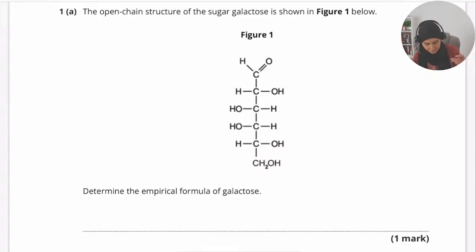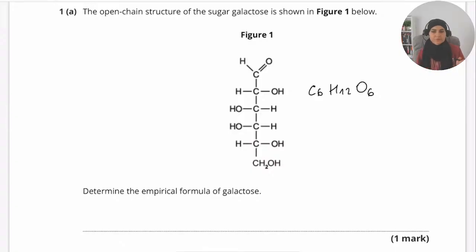Right, so empirical formula. First, let's find the molecular formula. Remember, the empirical formula is the simplest whole number ratio of all atoms of all elements. So for the molecular formula, I just count all the atoms. Carbons: 1, 2, 3, 4, 5, 6, so that's C6. Then all hydrogens: 1, 2, 3, 4, 5, 6, 7, 8, 9, 10, 11, 12. And 6 oxygens.